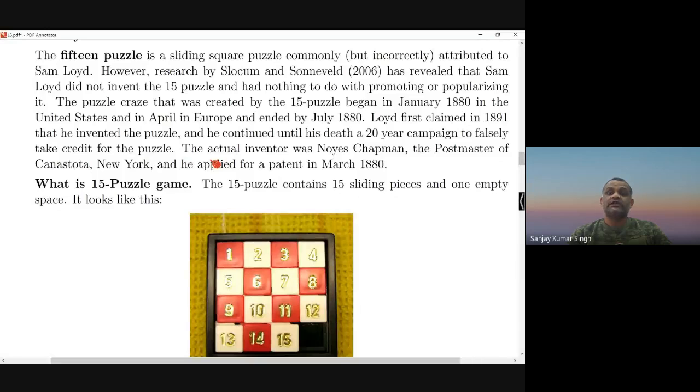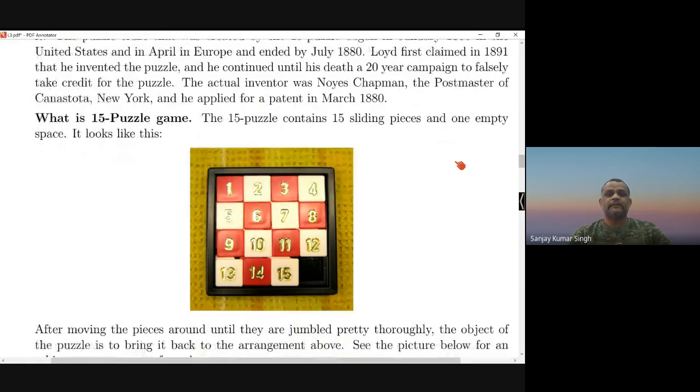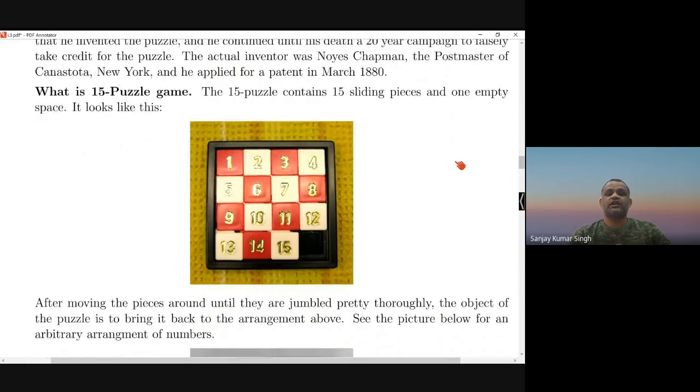The actual inventor was Noyes Chapman, the postmaster of Canastota, New York, and he applied for the patent in March 1880. So it is not very clear who invented it, but we don't care. For us, it is a game, and that is very interesting for us. So forget the history right now and come back to the game.